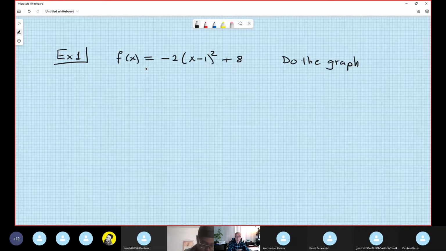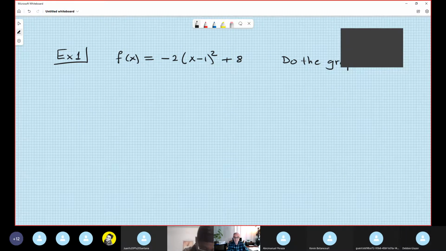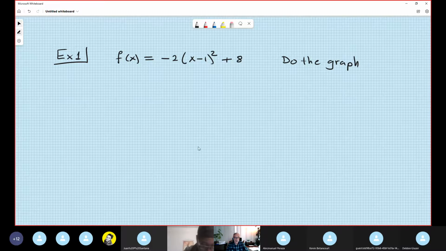Okay? Question one: is this parabola, or this quadratic function, the synonym, expressed in vertex form or standard? Answer me. Are you sleeping? That's vertex form. Exactly. We compare mentally with the other way: y equals a times x minus h squared plus k. Something like that. So now, this is vertex form.